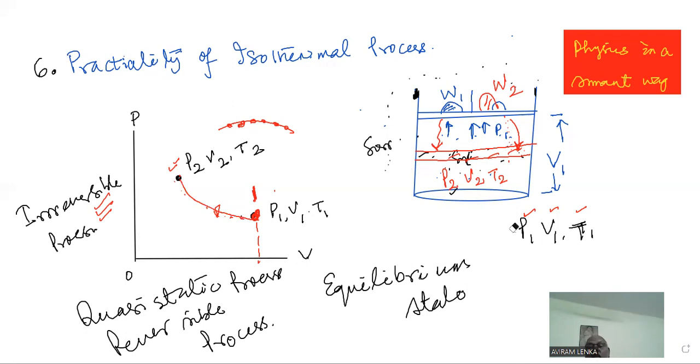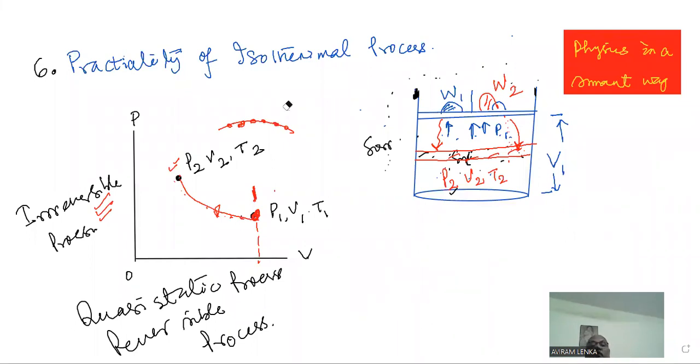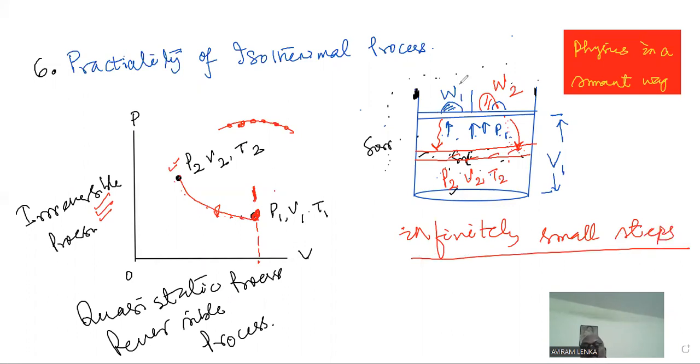That's a process where you know the state of the gas anywhere, starting from the two end states, the two equilibrium states, P1, V1, T1 to P2, V2, T2, and how that is done in infinitely small steps.